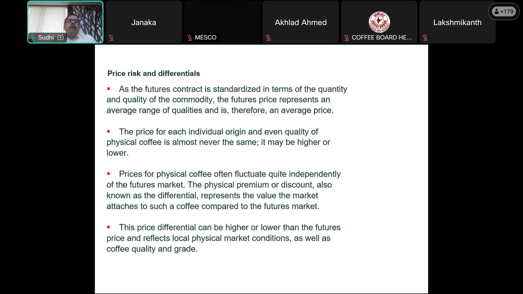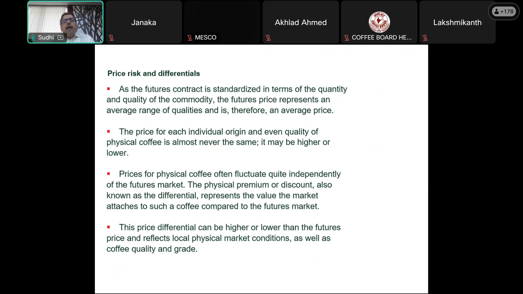So, price risk and differential. A futures contract is standardized in terms of the quantity and the quality of the commodity. The futures price represents an average range of qualities and therefore an average price. If you look at it, we have Robusta from India, Robusta from Indonesia, Robusta from Vietnam, Robusta from Uganda. There is no separate futures contract for each of the countries. Since these contracts are traded in London, there is only one London Robusta contract. There is no contract for a specific origin. The futures price represents an average of all the qualities and an average price of different origins.